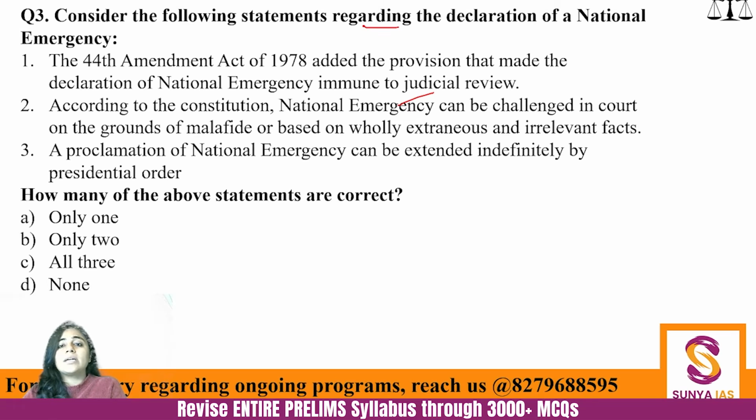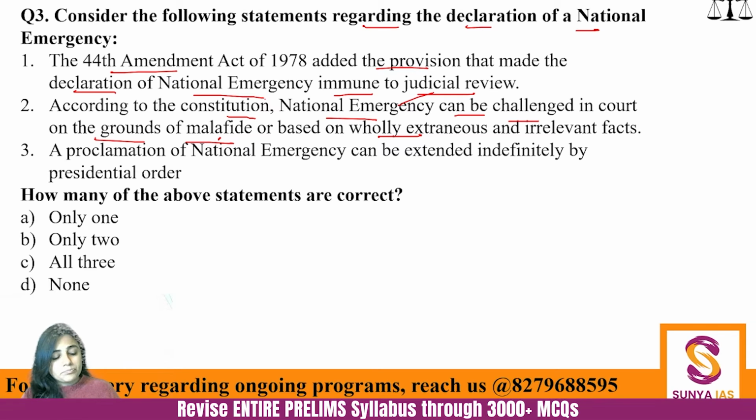Consider the following statements regarding the declaration of a national emergency. The 44th Amendment added the provision that made a declaration of national emergency immune to judicial review. According to the Constitution, national emergency can be challenged in court on the grounds of malafide or the fact that they are based on wholly extraneous and irrelevant grounds. And a proclamation of national emergency can be extended indefinitely by a presidential order. How many statements do you think are correct?